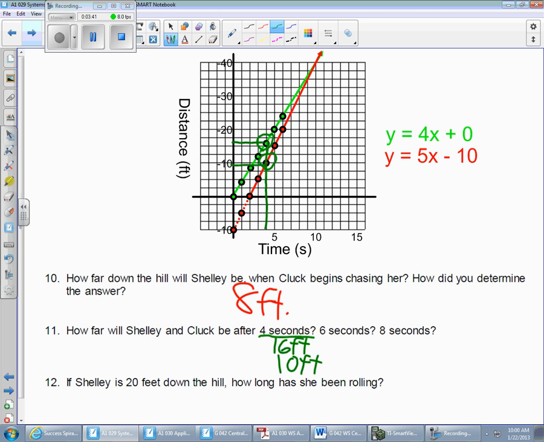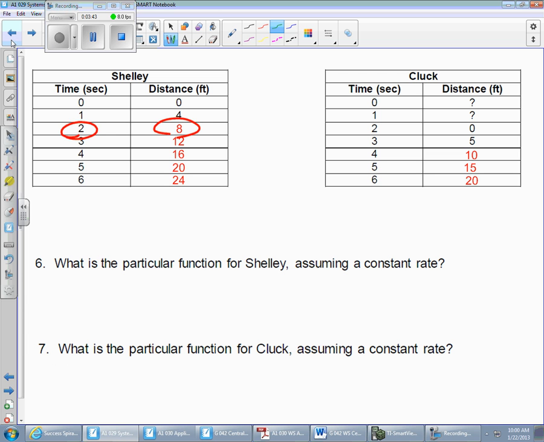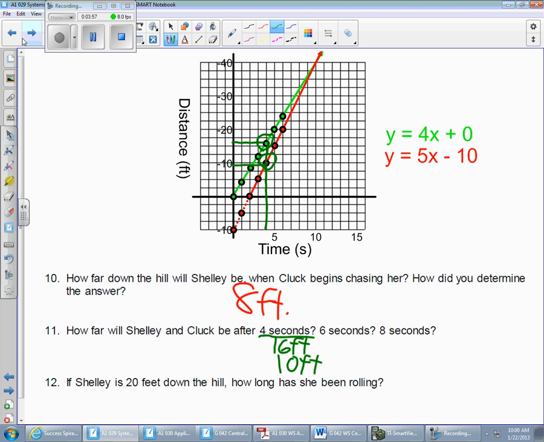Okay, after 4 seconds, let's go back a couple of pages and take a look. After 4 seconds, 16. That's kind of what we figured from the chart, and it looks pretty clear that Cluck had traveled 10 feet after the 4 seconds. And we can repeat the same process exactly for the different numbers of seconds. 6 seconds, we can come out here and see what happened. Looks like 20 feet for Shelley, and it looks like 15 feet for Cluck. It's not real rocket science at this point, just reading numbers out of the graph.